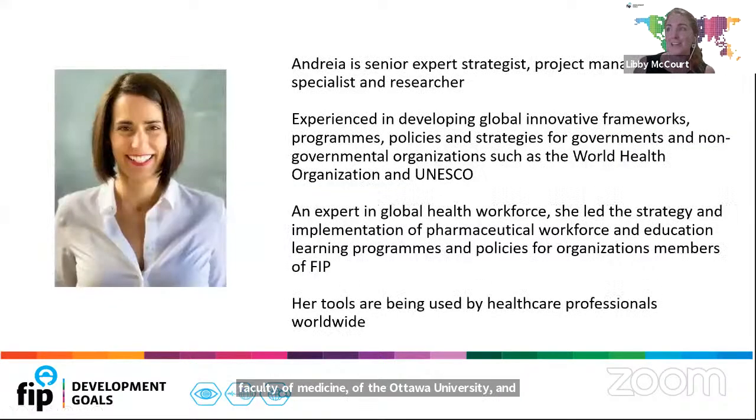And we also have Andrea. Andrea is a senior expert strategist, project manager, learning specialist, and researcher. She's experienced in developing global innovation frameworks, programs, policies, and strategies for governments and non-government organizations such as the World Health Organization and UNESCO. An expert in global health workforce, she led the strategy and implementation of pharmaceutical workforce and education learning programs and policies for member organizations of FIP. Her tools are being used by healthcare professionals worldwide. Thank you so much. I will hand over to both of you.